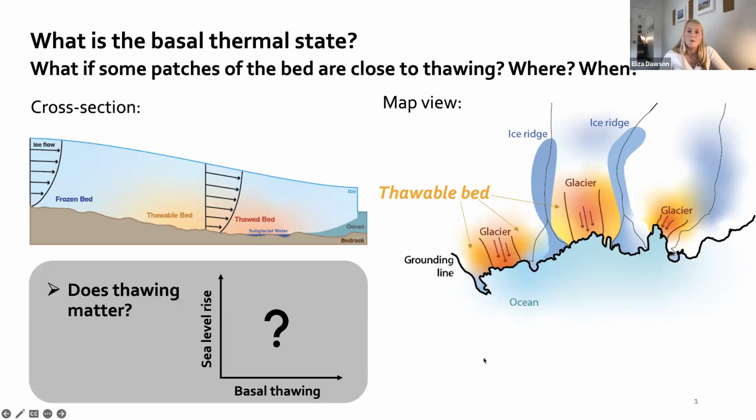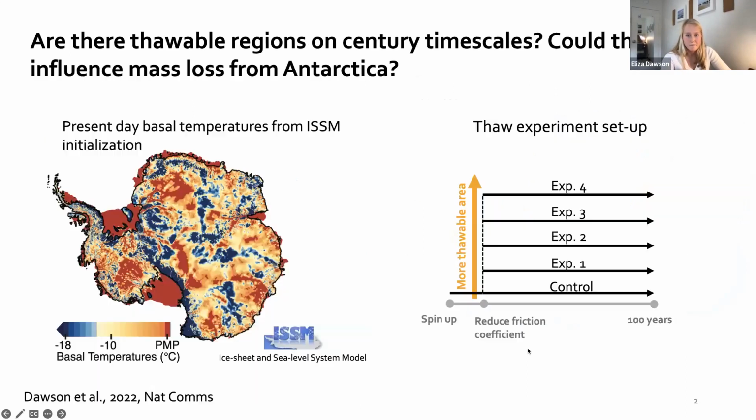So really here we are investigating if and how basal thawing could impact the century scale evolution of the Antarctic ice sheet mass balance, and whether basal thawing could affect sea level rise in this context. So for this investigation, I started with using ISSM and initialized the model with present day conditions across Antarctica to derive this map of basal temperatures that you see here.